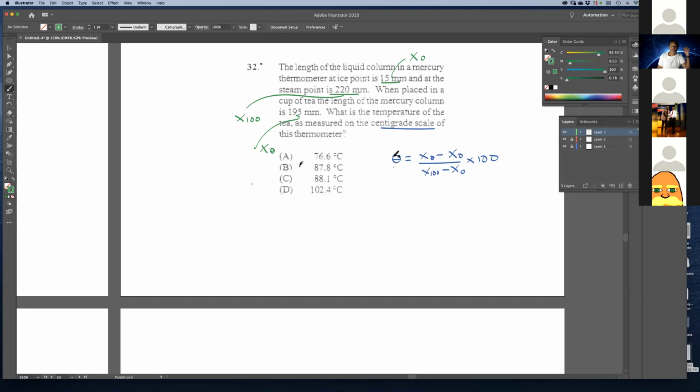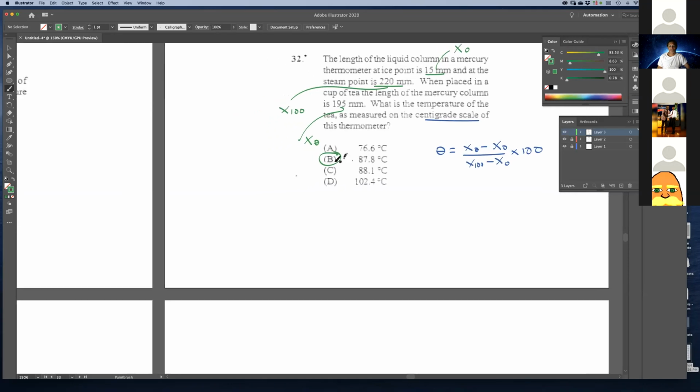What do you get for the answer? Anybody work this out? Number 32. I don't remember the answer. 87.8. Thank you. Answer B. When you run the math, that's what you get. That's how straightforward it is.